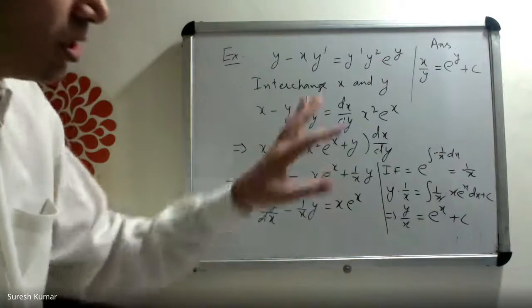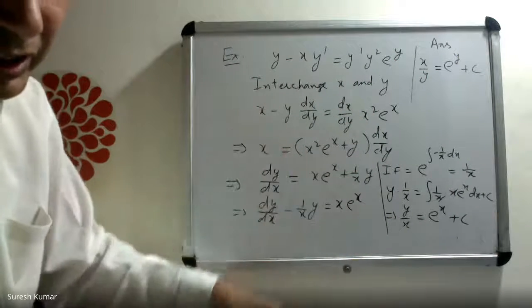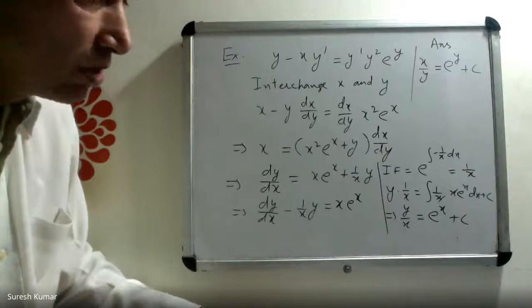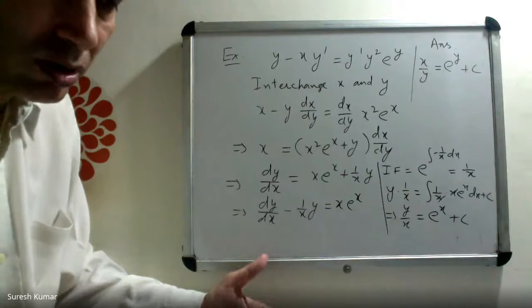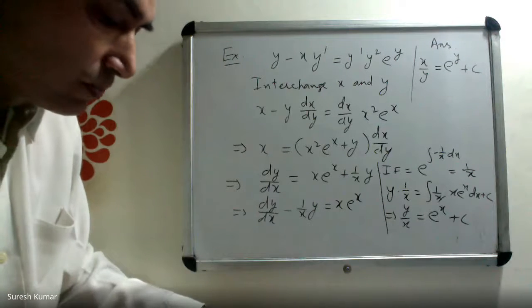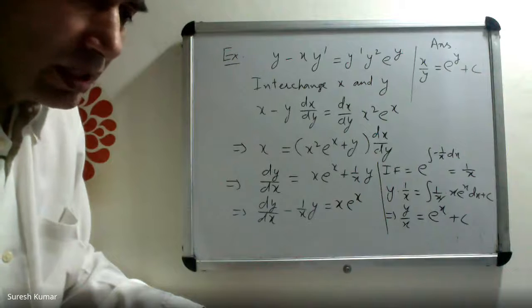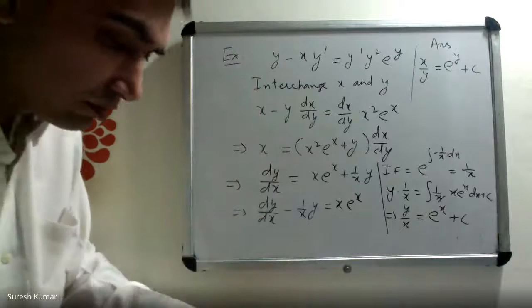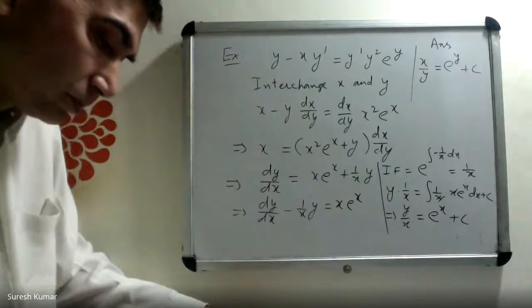Okay, it means in your brain itself you are thinking that x is my dependent variable, y is independent variable. That way also you can do it, but because we are used to using y as dependent variable, x as independent variable, I think this way is better, but you can do that way also.